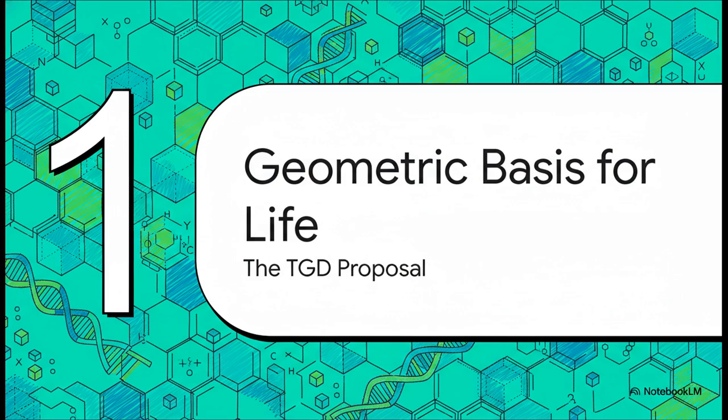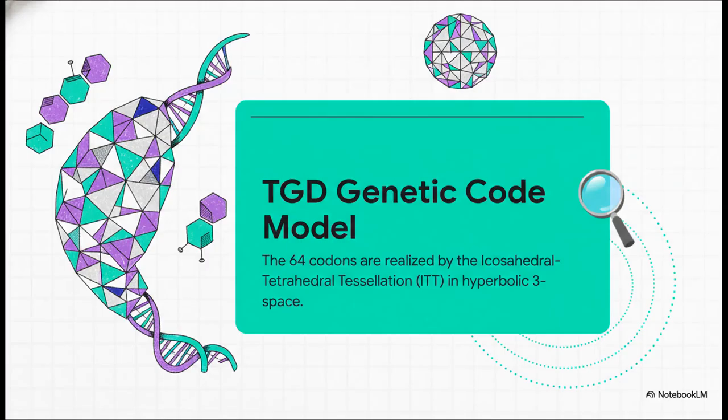This model posits that the structure of the genetic code is not arbitrary, but is in fact a direct consequence of a specific geometric tessellation. It's quite important to note this is a model inspired by the TGD framework. TGD itself does not fundamentally rely on this specific tessellation. Here is the central hypothesis, stated formally. The 64 codons of the genetic code are posited to be realized by the structure of an icosahedral tetrahedral tessellation, or ITT. And this structure doesn't exist in our familiar Euclidean space. It resides in what's known as hyperbolic 3 space, or H3.